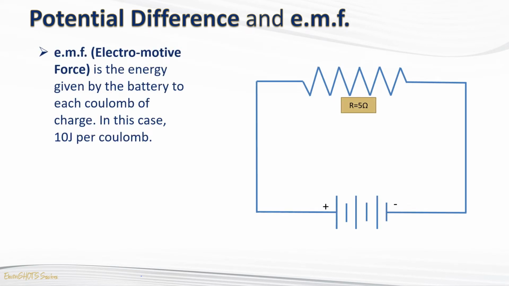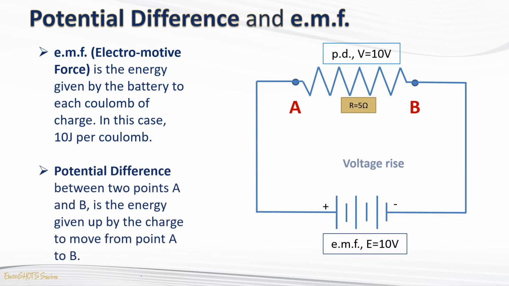Before the intense circuit analysis is done and students start using the technical terminologies, it is essential that they remain sorted on some terms which may be wrongly used. Potential difference and EMF are one such example. So let us view the circuit to be more clear. Here in the circuit you can see an EMF source E of 10 volts being supplied to a resistor of 5 ohms. So EMF is the energy given by the battery to each coulomb of charge. In this case, 10 joules per coulomb is being supplied by the battery.